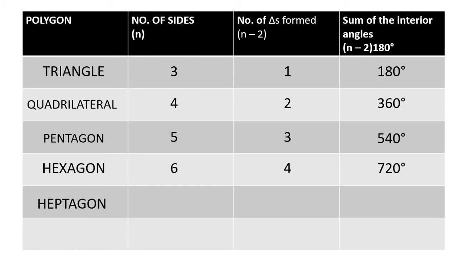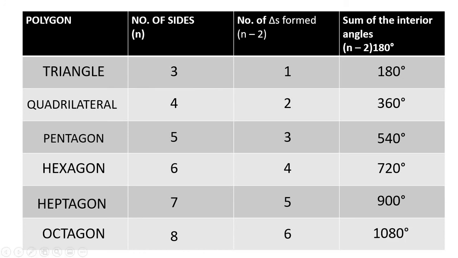For the heptagon, it has 7 sides. How many triangles can be formed in a heptagon? 5. And the sum of the interior angles, 5 times 180 degrees is equal to 900 degrees. For the octagon, it has 8 sides. How many triangles can be formed? 6. And the sum of the interior angles is equal to 6 times 180 degrees, which is equal to 1080 degrees.